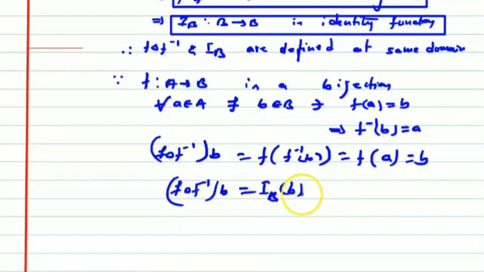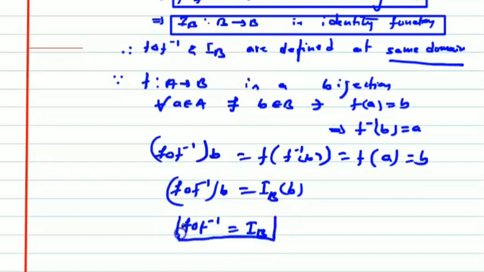IB of b is b, since IB is an identity function over B. Since b is an element in B, IB of b is equal to b. Therefore, b can be written as IB of b. Since they are defined at the same domain, for every element in the domain, F circle F inverse and IB are equal. So I can say that these two functions are equal functions. Hence proved.